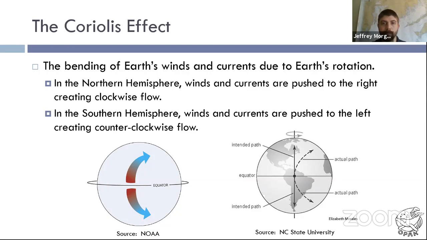So if you've been on an airplane or on a really long boat ride, the pilots and the captains actually compute something called a great circle route. And that's because we don't travel in the straight line that we want to go when we're dealing with wind and ocean currents because of this thing called the Coriolis effect. Again, this is bending the travel of our intended path. And here in the northern hemisphere, we are being pushed to the right. And in the southern hemisphere, we're being pushed to the left.